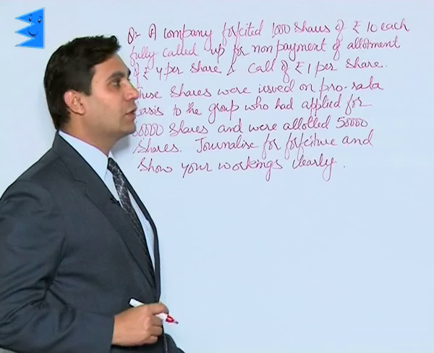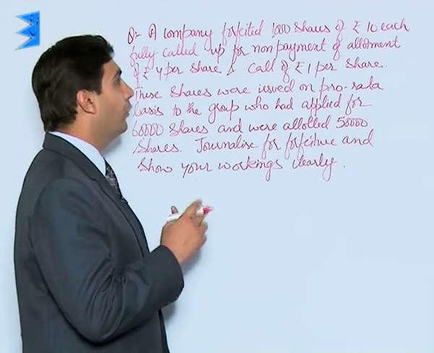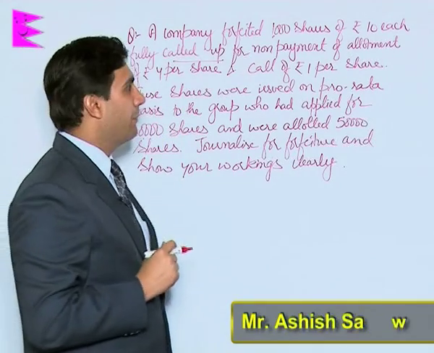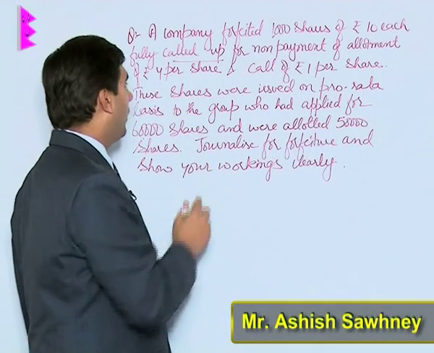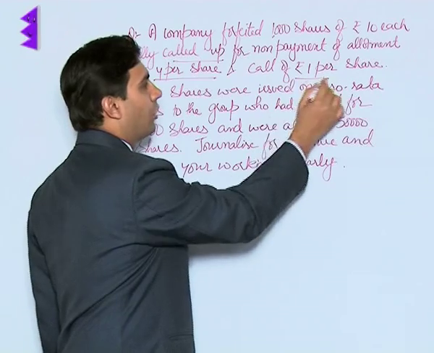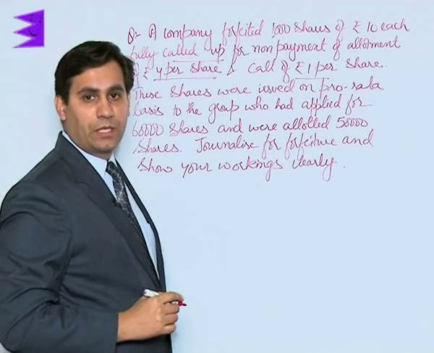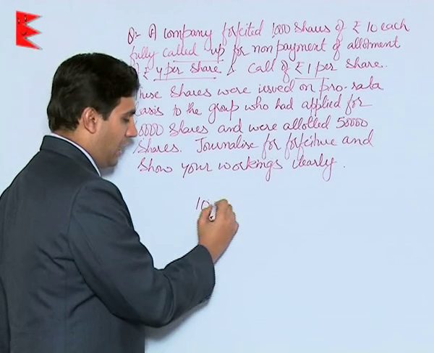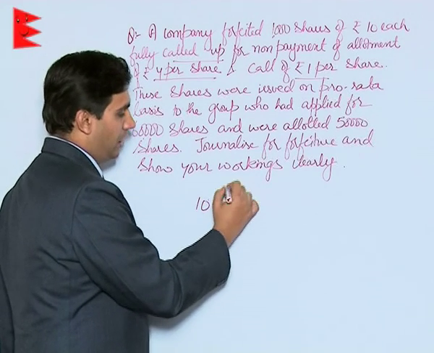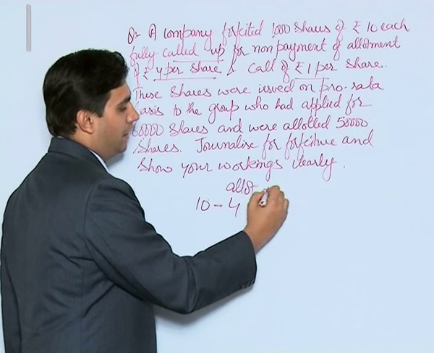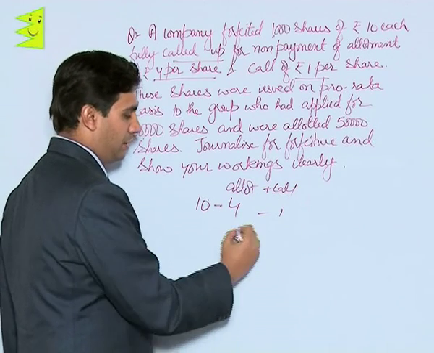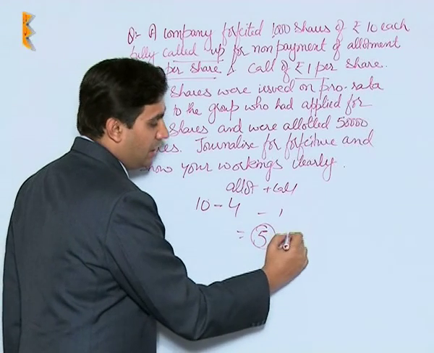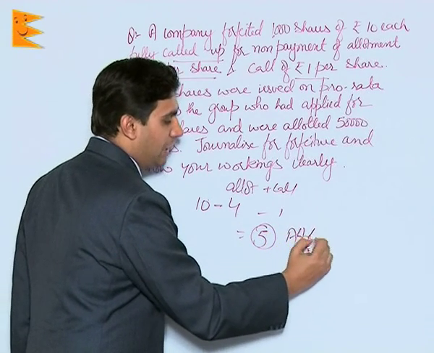A company forfeited 1000 shares of rupees 10 each, fully called up. That means the whole 10 rupees has been called by the company, for non-payment of allotment money of rupees 4 per share and call money of rupees 1 per share. Right, students? That means 10 rupees was the issue price. Out of this, 4 rupees were for allotment and call was rupee 1. So that means rupees 5, that is the balance or the difference, was called at the time of application.